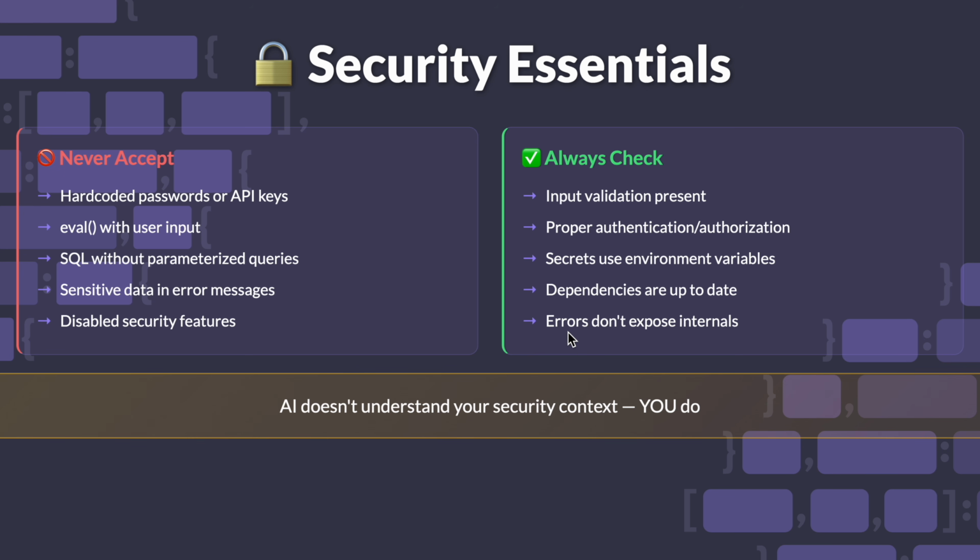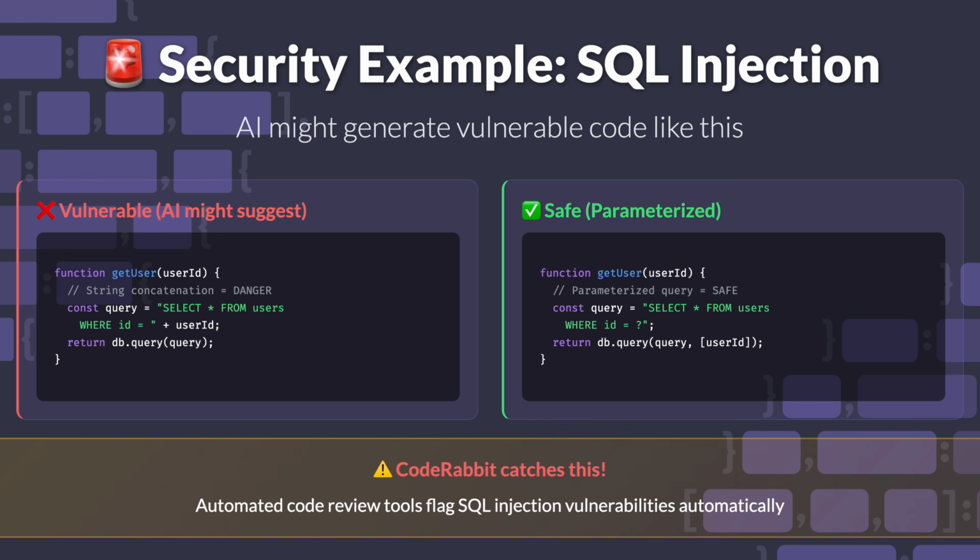AI doesn't understand your security context. Only you do. So let me show you a concrete example. AI might create code like this here, which is basically a function that builds a SQL query using string concatenation. That's a classic SQL injection vulnerability. So here's the safe version. It uses parameterized queries instead, and this is exactly the kind of thing that CodeRabbit catches automatically in code reviews. So CodeRabbit is especially helpful when you're using AI to write code.